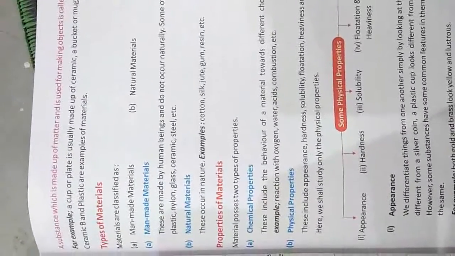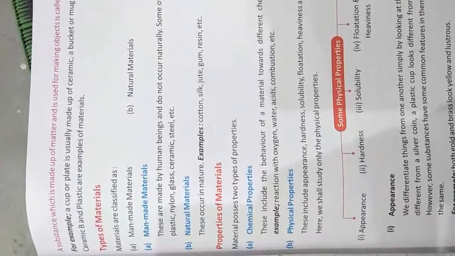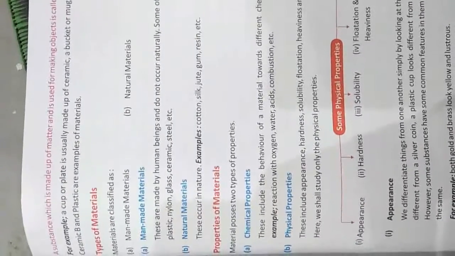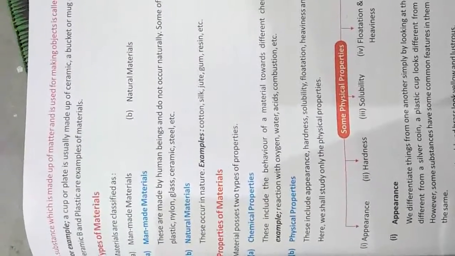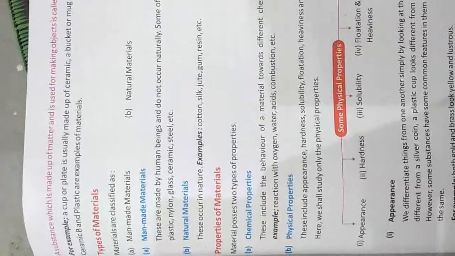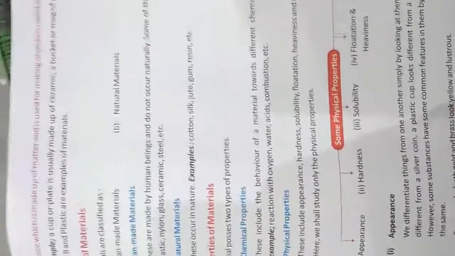So here we have the types of material. Basically the materials are divided into two parts, that is man-made materials and natural materials. Man-made materials are usually made by man, which includes glass, nylon, plastic, ceramics and many more. Natural materials are those materials which we get directly from nature.